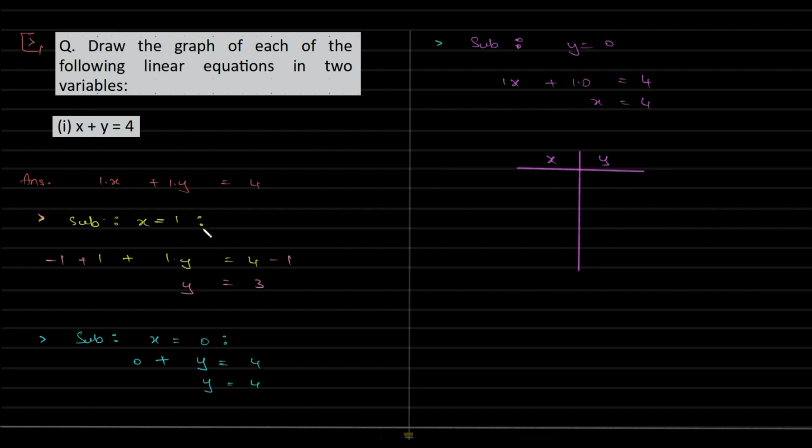So for a value of x, when it's 1, we have y to be 3. If x is 0, y is 4. If y is 0, x is 4. So these are your three values. Once you have these values, next is the graph part. So let me open the graph.